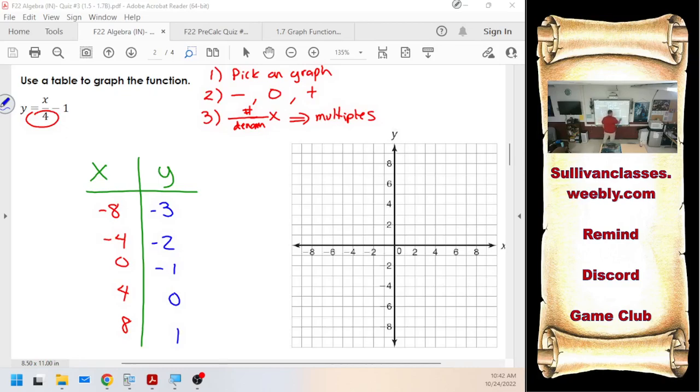So I'm going to go -8, 3. And then I'm going to go -4, -2. And then 0, -1. And then 4, 0. And then 8, 1. Well, that doesn't make a line.